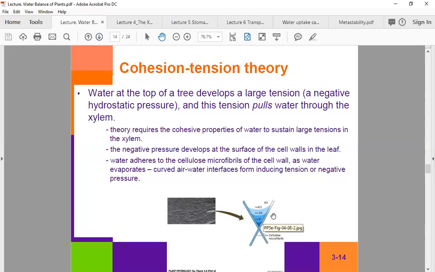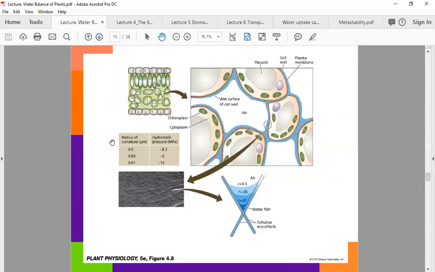And the greater the curvature of that water as it's evaporating, the greater the tension that develops within that water, the greater the negative pressure. And you'd be amazed at how this translates into hydrostatic pressure. Here's the radius of curvature in microns. Let's look at that again down here. When the radius of curvature equals 0.5, here it is here, the hydrostatic pressure is negative 0.3 megapascals.